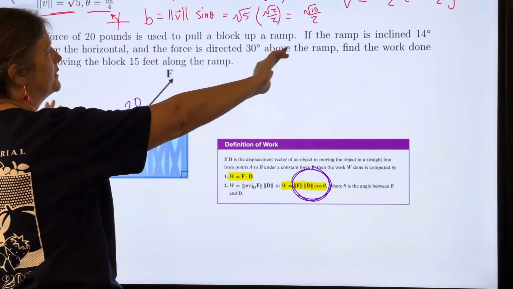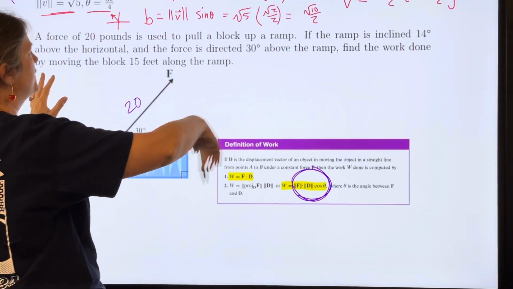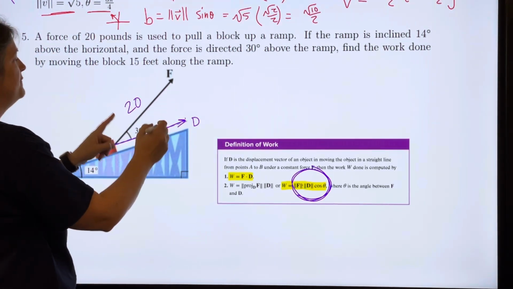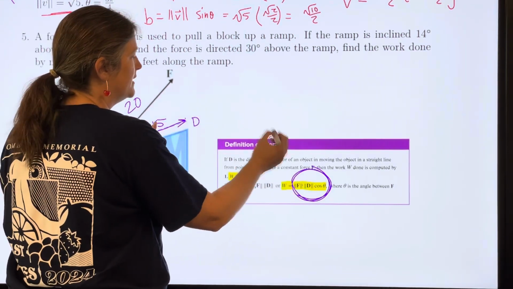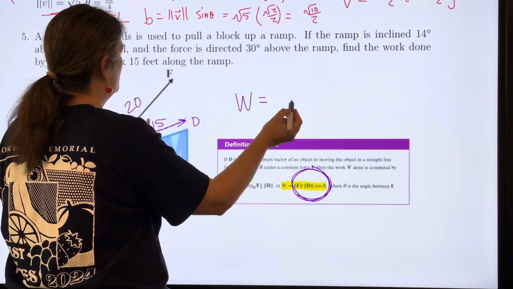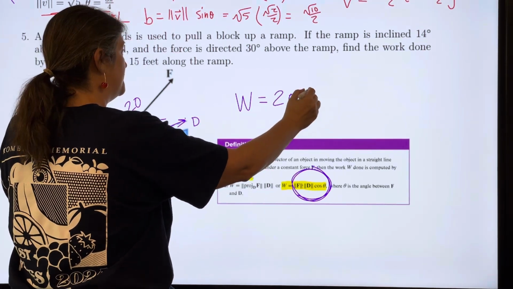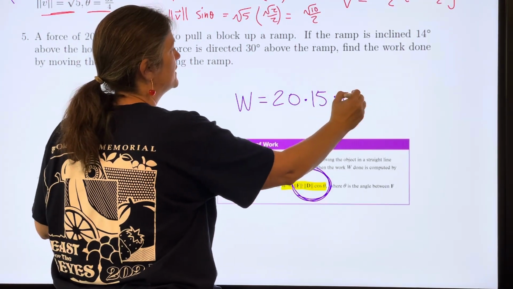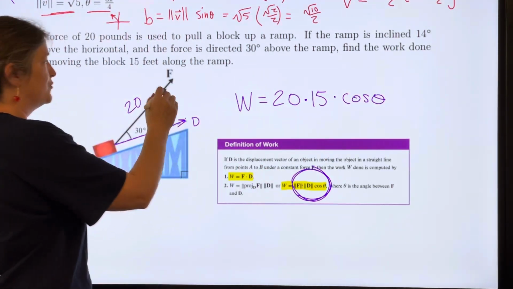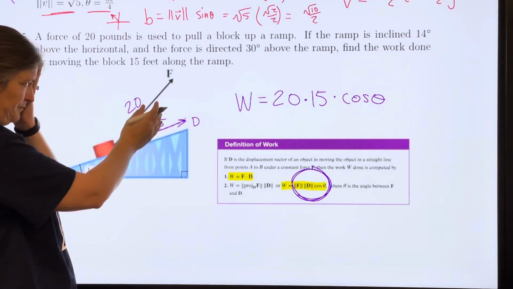Used to pull a block up a ramp. If the ramp is inclined, who cares? Force is directed, who cares? Find the work done by moving the block 15 feet. So the magnitude of this one is 15. So plugging it into this formula for work, I get work equals 20, the force, times 15, the distance, times the cosine of theta, which straightens out the whole concept of we just want this piece of it.